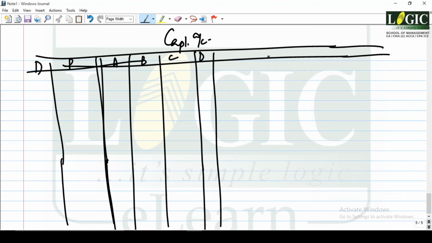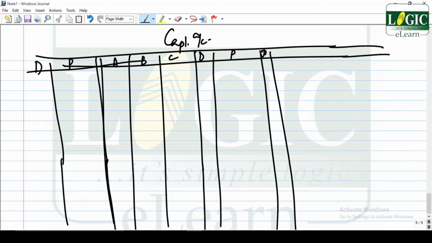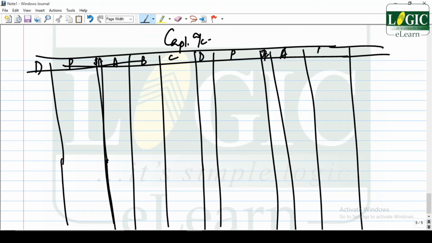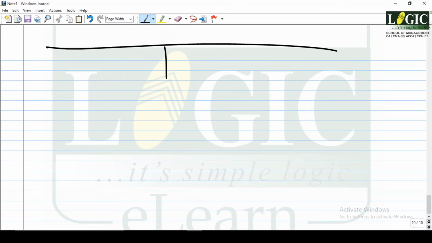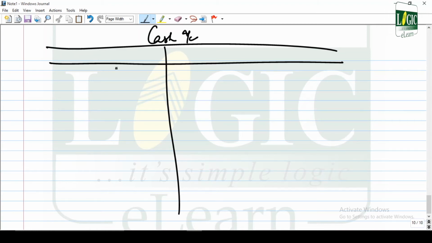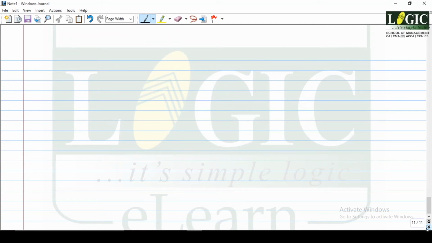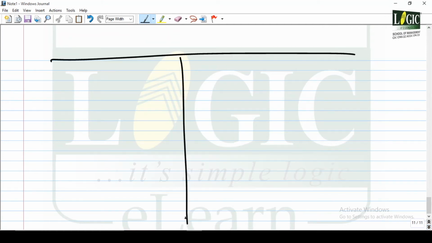Now date, particulars, journal folio, and A, B and C. Now comes the cash account, and finally it is the balance sheet.